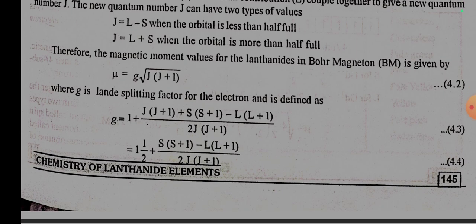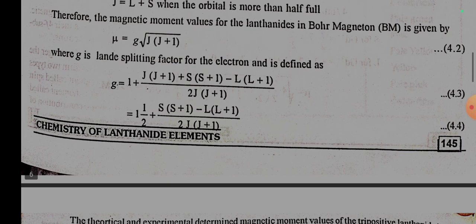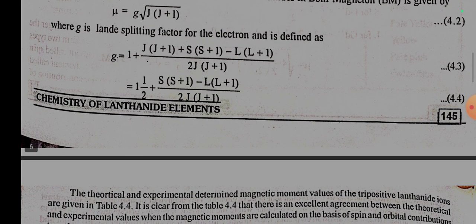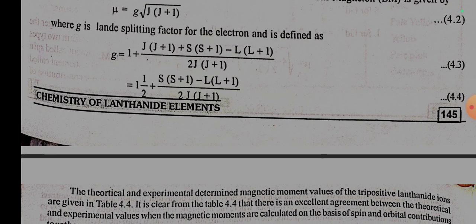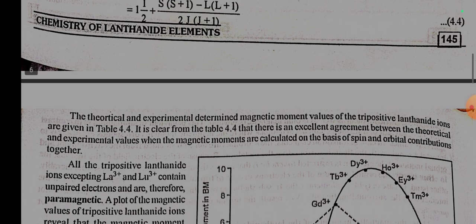Therefore, the magnetic moment values for the lanthanides in Bohr magnetons are given by mu = g√(J(J+1)), where g is the Landé splitting factor for the electron and is defined as g = 1 + [J(J+1) + S(S+1) − L(L+1)] / [2J(J+1)] = 3/2 + [S(S+1) − L(L+1)] / [2J(J+1)].